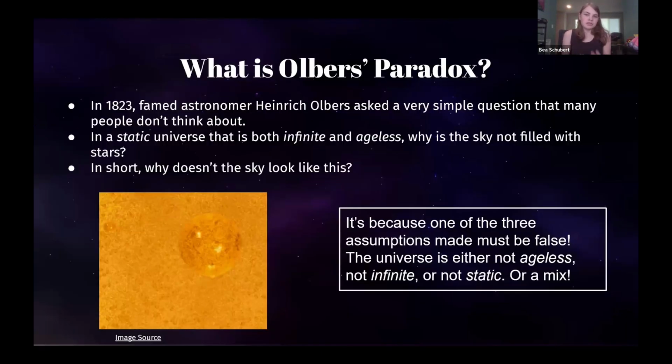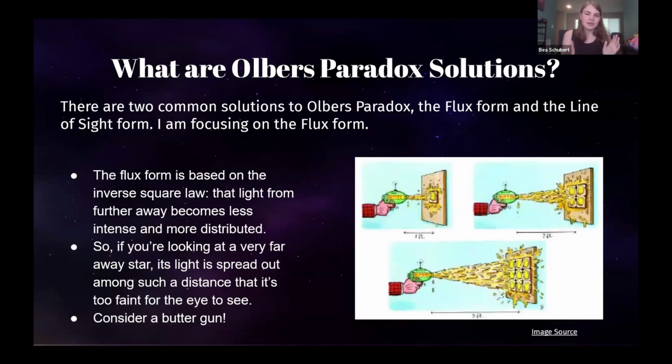And then what is Olbers's paradox? In 1823, famed astronomer Heinrich Olbers asked a very simple question that many people don't think about. In a static universe that is both infinite and ageless, why is the sky not filled with stars? It's because one of the three assumptions made must be false. The universe is either not ageless, not infinite, or not static, or a mix.